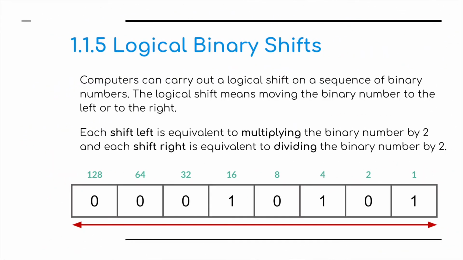We then move on. So logical binary shifts, 1.1.5. Okay, we're going to use this technique to shift numbers left and right, backwards and forwards in a register. Obviously, with binary numbers, things need to be added together, taken away, removed. But in this case, we're going to be multiplying or dividing bytes, in this case, of information.